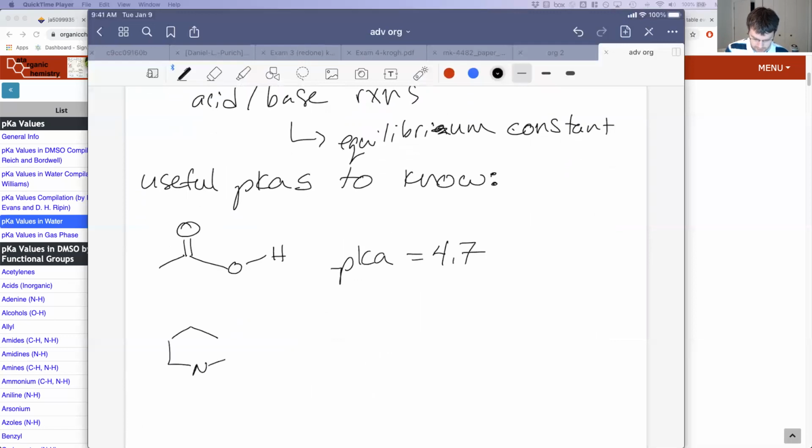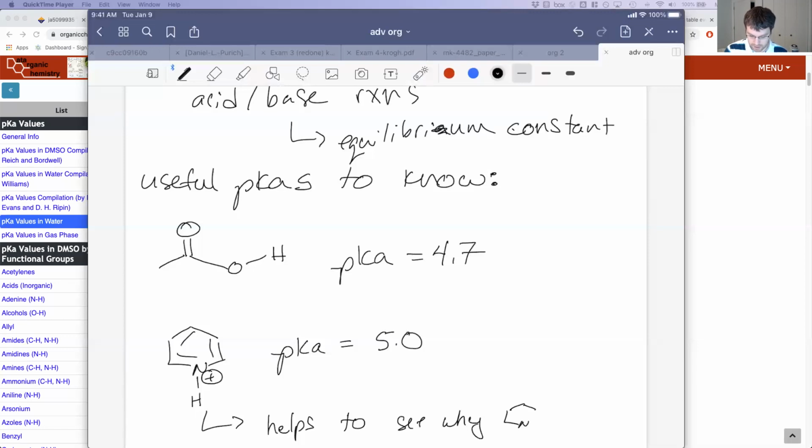Pyridine is a useful base, so that's benzene with a nitrogen in it. But the issue is that it doesn't itself have a pKa. What we have to consider is the protonated version, or the ammonium salt. So this has a pKa equal to 5, and knowing this pKa helps to see why the base pyridine is a good base.